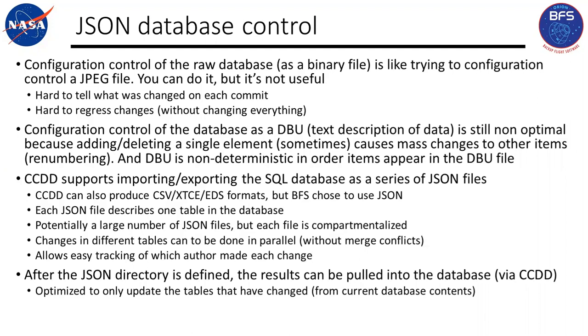After we have that database defined, with the directory holding all those individual JSON files, one CCDD operator can pull those results and push them into the main global database. So our database can only be updated out of that Git repository directory. We're able to pull in those changes from all users and push them into one central database.